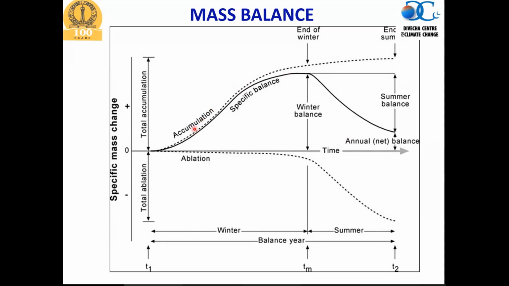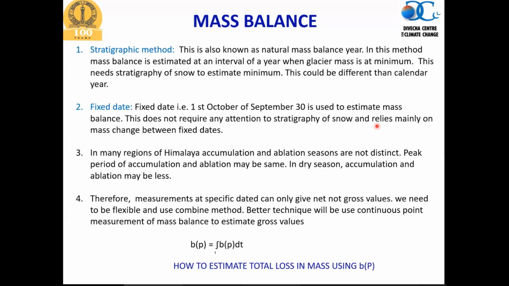It also means if you look at the accumulation, some snowfall is also going to take place in summer, so this curve is slightly going up. But the ablation curve, you can see, is identical to this curve, and then this is the leftover. This is the end of summer, the total accumulation. Then this is the summer balance, and this is the net balance. We are generally interested in net balance. That is how it is created.